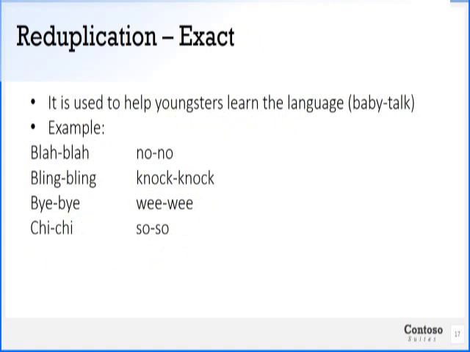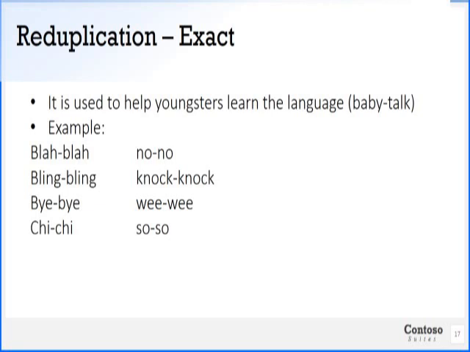And the second one, the type of exact. Yeah, it is used to help youngsters learn the language. So it is usually for baby talk. Example, blah blah, or no no no, like that. And bling bling, knock knock, wee wee, so so, bye bye. This is for baby talk, yeah. So we call it exact. It is completely duplicating the word, yeah.